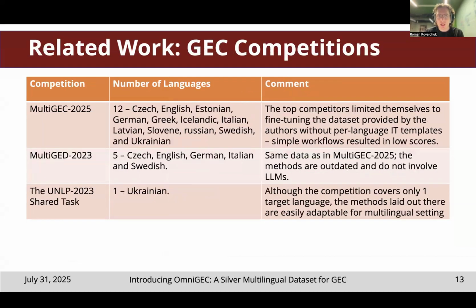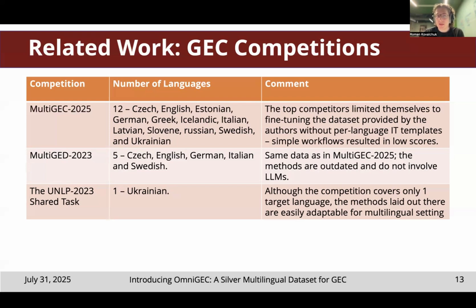Speaking about GEC competitions, as we mentioned, MultiGEC 2025 and MultiGED 2023 were held in the last 2 years, and basically they include the same data. However, MultiGED 2023 includes the same data but for fewer languages. The methods laid out there are outdated and do not know LLMs.